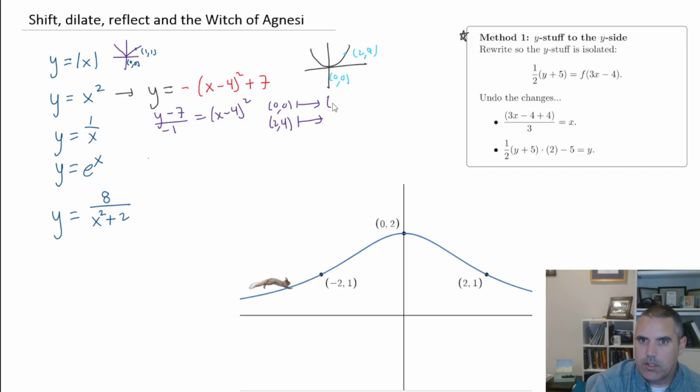So all the x's, you're going to add 4. This is going to be a 6. All the y's, you're going to multiply by -1 and then add 7. Multiply by -1 and add 7. You're going to get a 3.